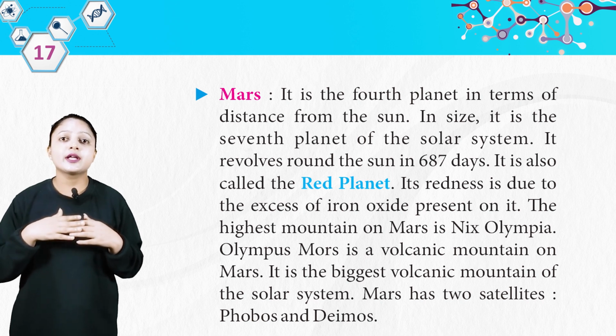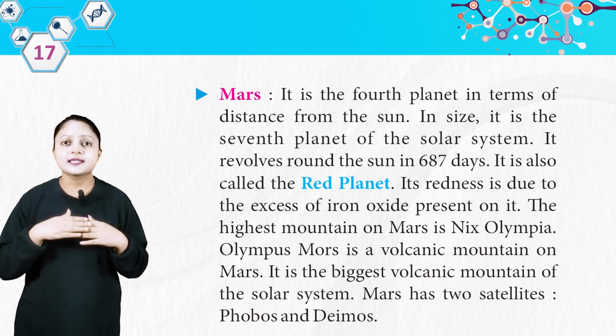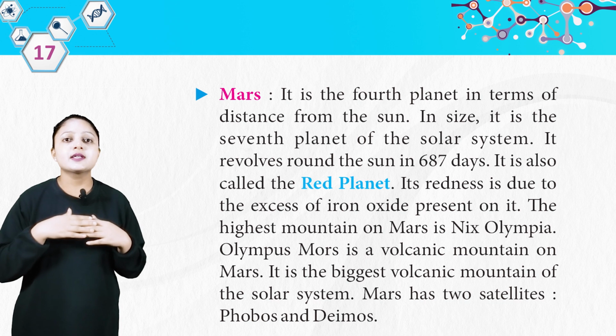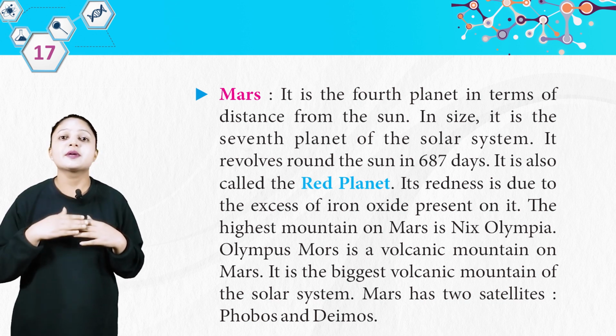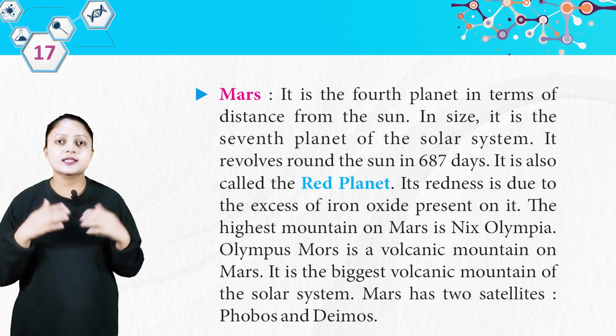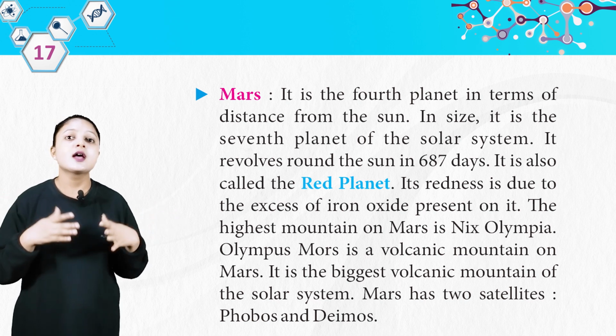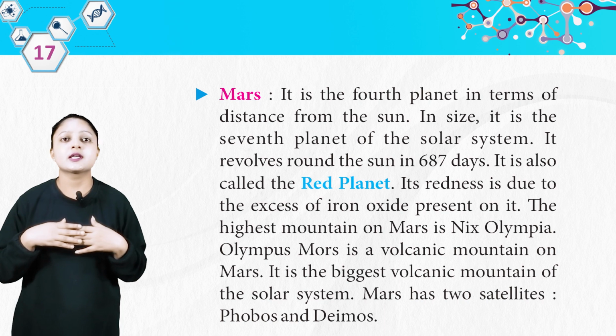The highest mountain on Mars is Nix Olympia. Olympus Mons is a volcanic mountain on Mars. It is the biggest volcanic mountain of the solar system. Mars has two satellites, Phobos and Deimos.